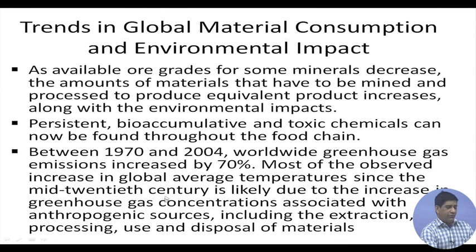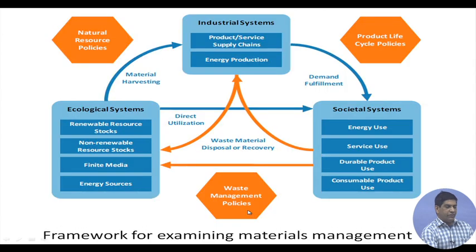Between the 1970s and 2004, those 33 decades, greenhouse gas emissions increased by 70%. And most of the global average temperature rise is because of greenhouse gases from anthropogenic sources, and that includes extraction, processing, use, and disposal.